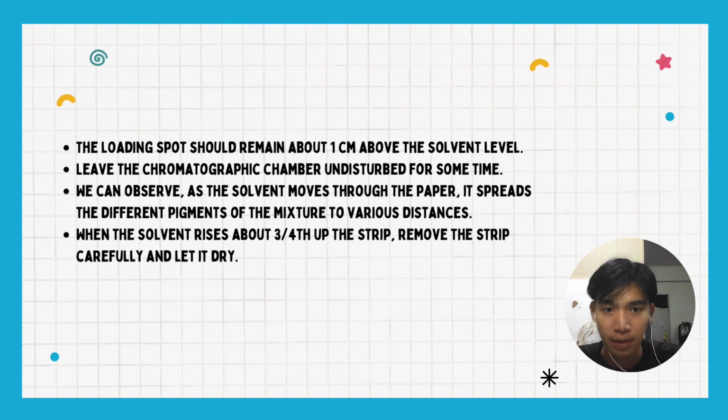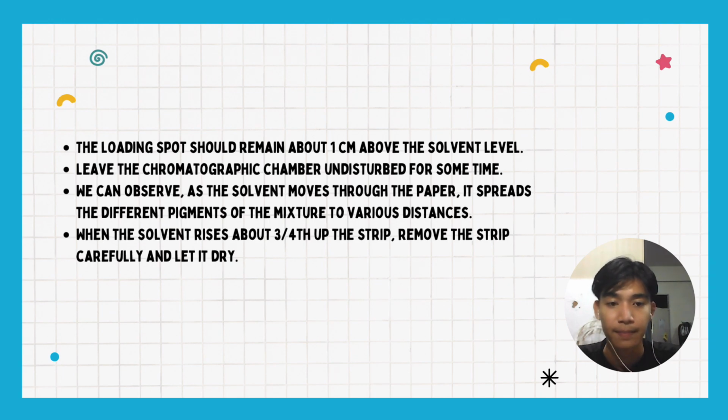Leave the chromatographic chamber undisturbed for some time, and then we can observe that as the solvent moves through the paper, it spreads the different pigments of the mixture to various distances. And lastly, when the solvent rises about 3 or 4 cm up the strip, remove the strip carefully and let it dry.